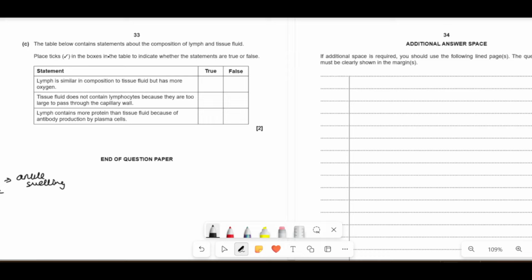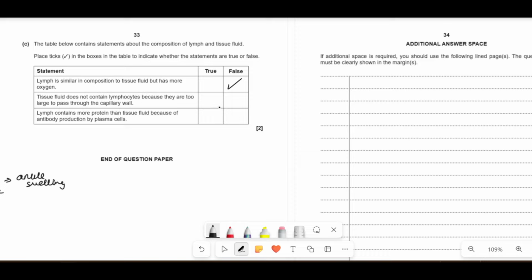So now it says the table below contains statements about the composition of lymph and tissue fluid. Put ticks in the boxes to say whether they're true or false. So lymph is similar in composition to tissue fluid but has more oxygen. That is false. Lymph is the drainage of all the extra tissue fluid that's accumulated. But remember, that's come out of the arterial end and it's around the tissues, and it's probably had all its oxygen used up, and it's put back into lymph, which is then eventually put back in the venous system, and it returns to the heart via the veins. So in that case, by definition, it's got to have less oxygen.